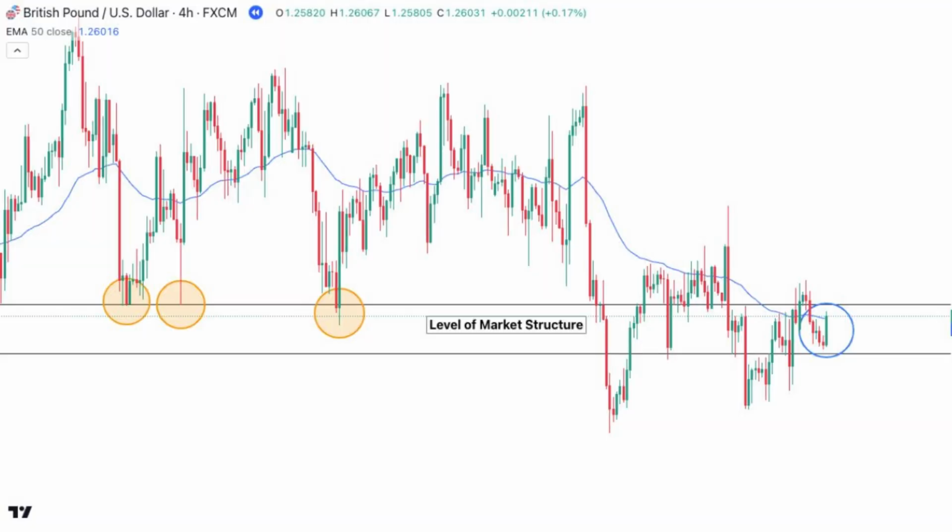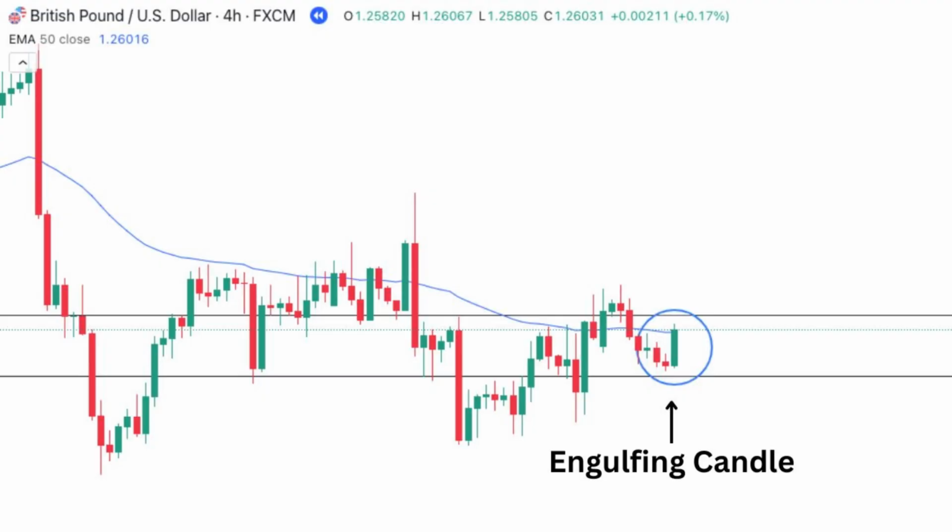Let me show you an example. So here we have the pound dollar chart, and we see a strong support level where the price has bounced multiple times, indicating that this is a well-respected level. As the price comes back down to this support, we anticipate a bounce up. But before entering a trade, we need more confirmation. Here we see a bullish engulfing candle that completely engulfs the previous red candle right at the support level.